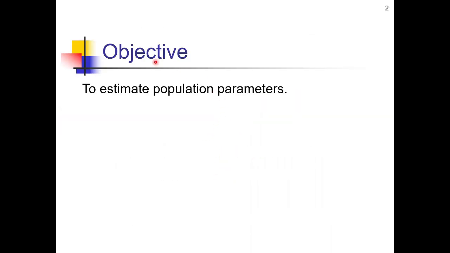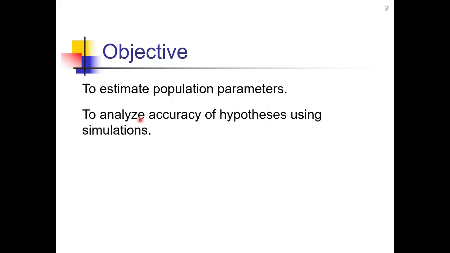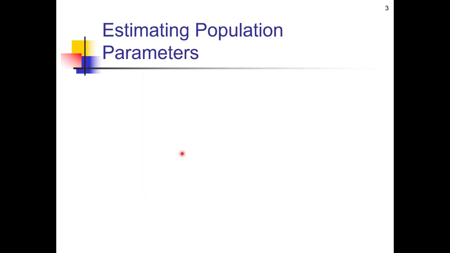In this one, we are going to be estimating population parameters from samples. We will also be analyzing the accuracy of hypotheses using some simulations, and we're going to find margins of error. Before we get into the nitty-gritty of this lesson, a few general definitions to sort of set the stage here.